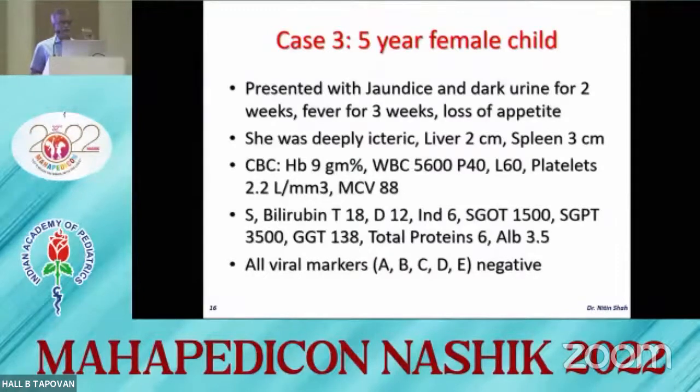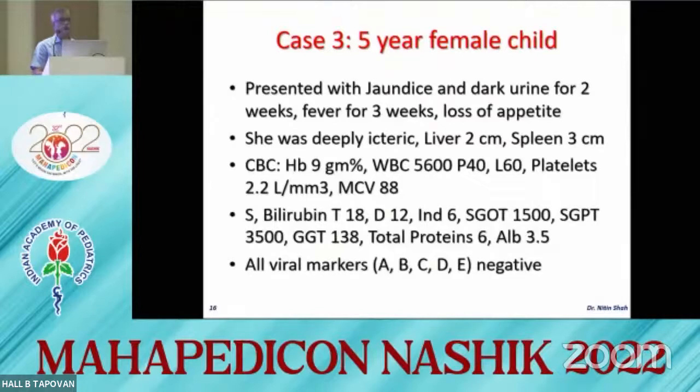Bilirubin is 18 with direct 12, indirect 6. SGOT and SGPT are in thousands. And SGPT is more than SGOT, so more likely to be some infection. GGT is a little high. Total proteins are okay. And he says, okay, we do all viral markers. So he sends for hepatitis A IgM, surface antigen for hepatitis B, IgM hepatitis C, and IgM for hepatitis E, and all come negative. So he labeled this as viral marker negative acute hepatitis.